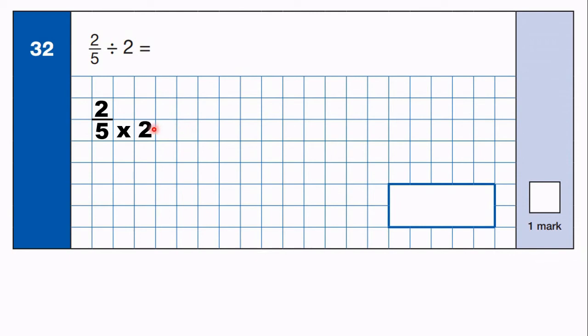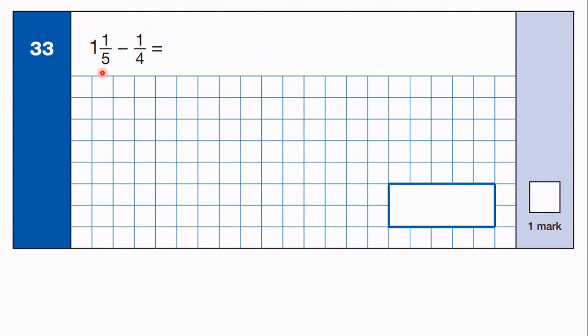So because 5 times 2 is 10, our answer is 2/10. We could simplify this fraction, but to get the mark we don't need to. So let's move on to the next question.